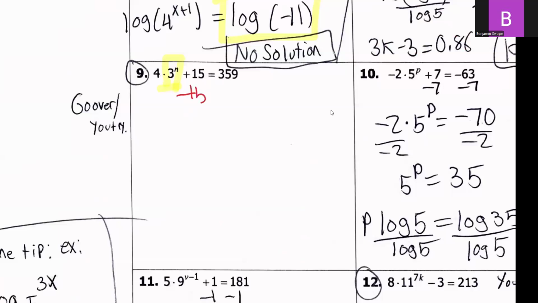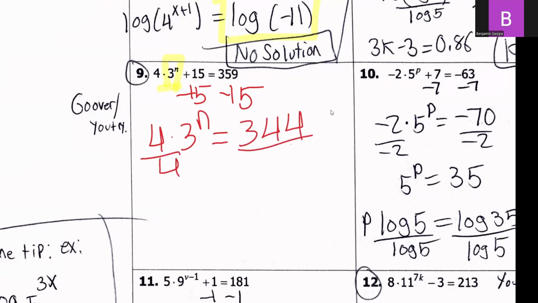The first thing you always want to do is, just like when you're solving a two-step equation, you add or subtract and then multiply or divide a coefficient. So you'd subtract the 15 over. That would be 344. And now we'll divide the 4 over. Your goal is to have the exponential expression by itself. 344 divided by 4 is 86. And now we're ready to take logs of both sides.